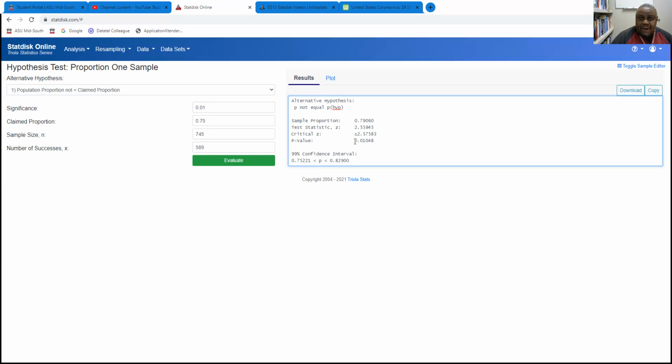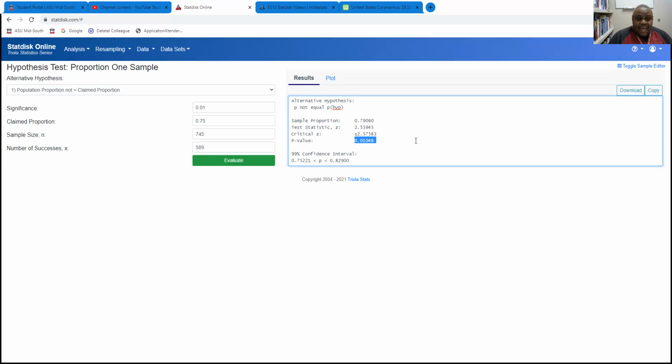The next question they're going to ask is, what is the p-value to 4 decimal places? Here's the p-value right here, 0.0105. That would be the p-value, rounded to 4 decimal places.